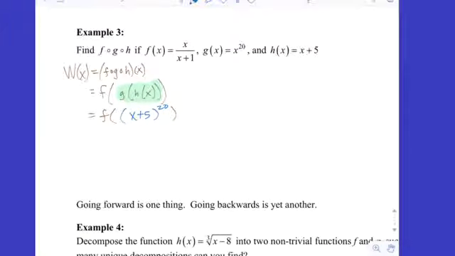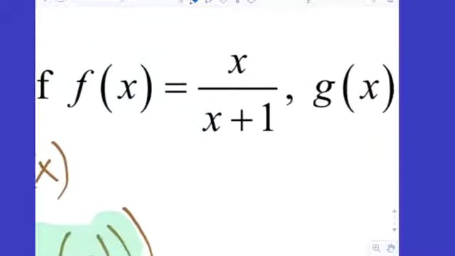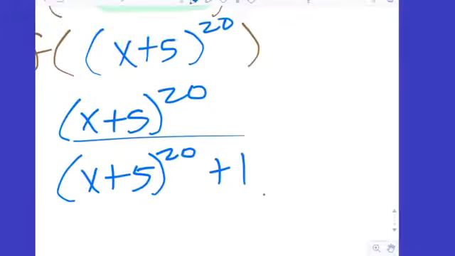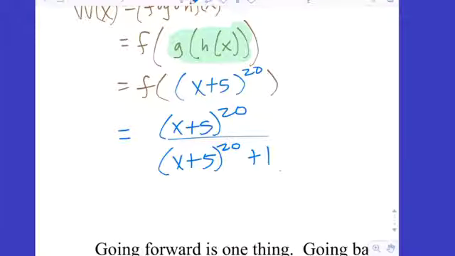Okay, now we're going to plug that into f. F has two inputs, one in the numerator, one in the denominator. So that is going to be x plus 5 to the 20th all over x plus 5 to the 20th plus 1. And now you get excited. Ooh! Does that work? No. It's a term in the bottom. It's a factor in the top. So really, you're pretty much done unless you want to expand it out.